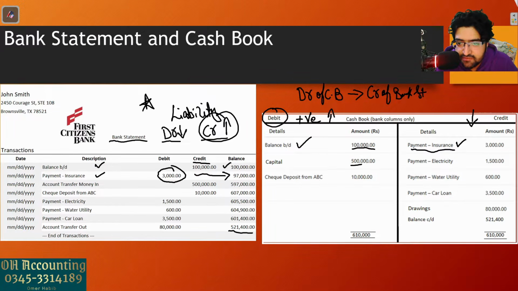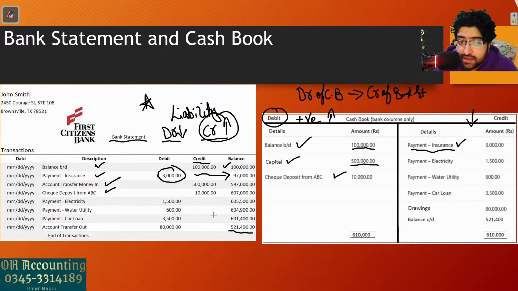And as we can see, 500,000 are there. Capital is mentioned. Okay. Now, 10,000 more are being deposited into the bank account, as this is on the credit side. Check deposit from ABC, 10,000, and we can see it is also present on the debit side of the cash book. So you see how I am comparing?